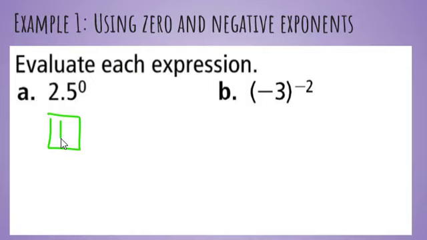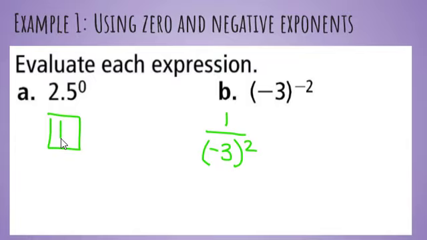In the second problem, we have negative 3 to the negative 2 power. So we have a negative exponent, so we're going to write this as 1 over negative 3 to the second power. Because I flipped this, I did the reciprocal and put this on the bottom, the exponent now becomes positive.